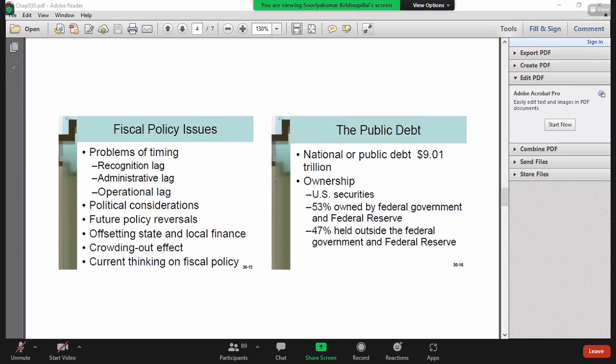Timing problem. Because of the timing problem, they could not achieve full employment, and it takes time to recover from the recession. So the first one is recognition lag. That means it is very difficult to identify whether the economy is now in a recession. For economists or government policymakers, it's difficult to tell whether the economy is going down or a recession has started.